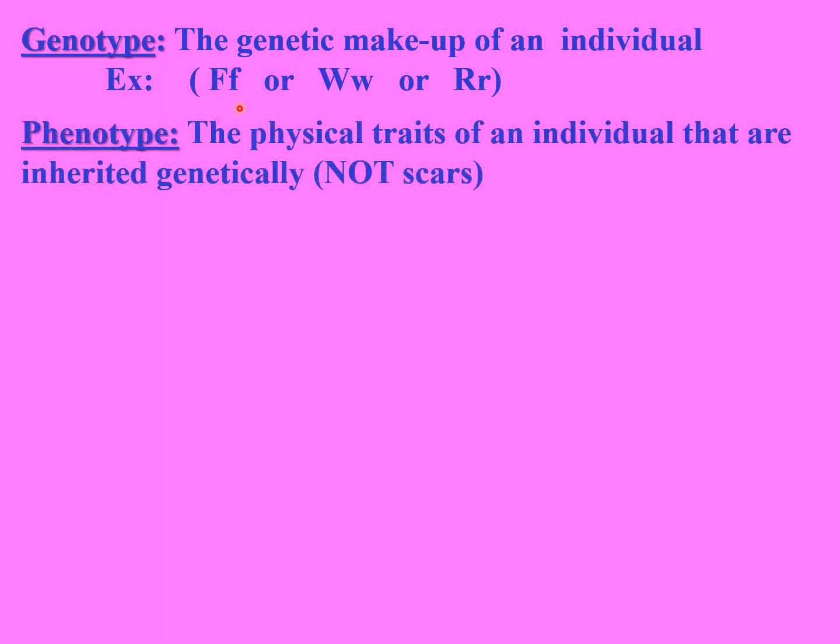Whereas phenotype is the physical traits that an individual is inheriting. Again, we're not talking about things you gain over the course of your lifetime. We're talking about genetic inheritance. So the easy way to remember this is genotype is genetic, i.e. the letters here. Phenotype is physical. What physical traits are being expressed. That's a very simple way of remembering it.